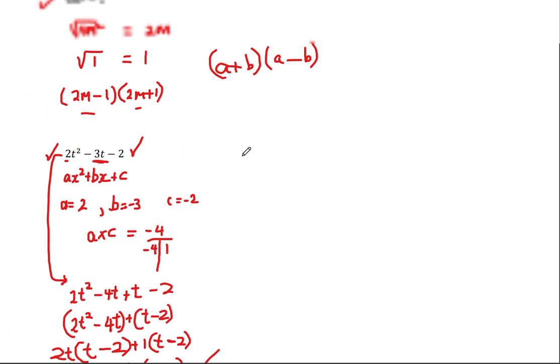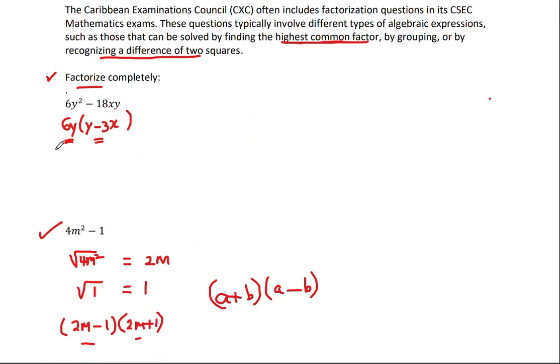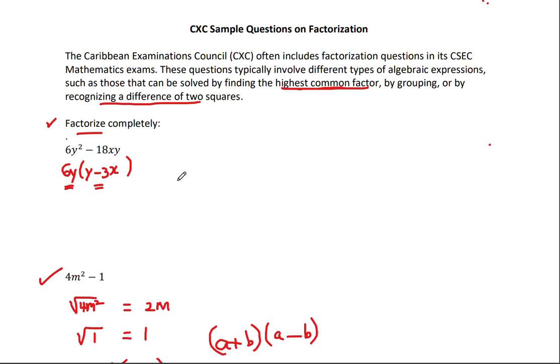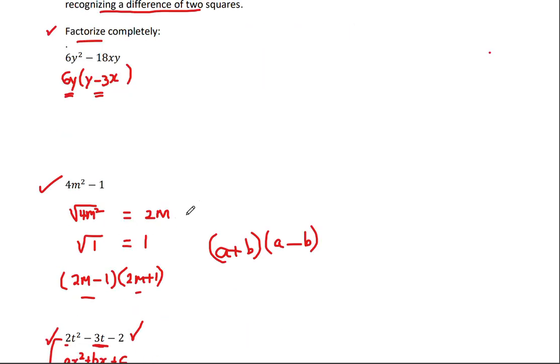These were questions drawn from CXC past papers where you're asked to factorize quadratic expressions.